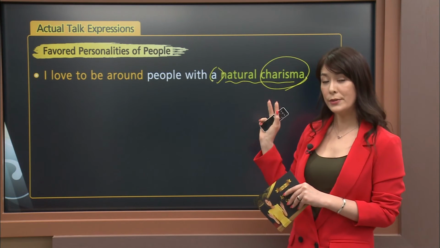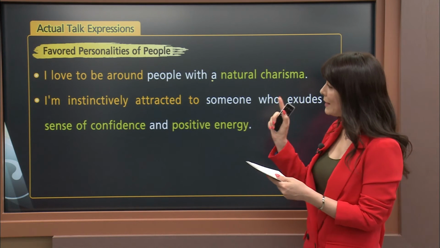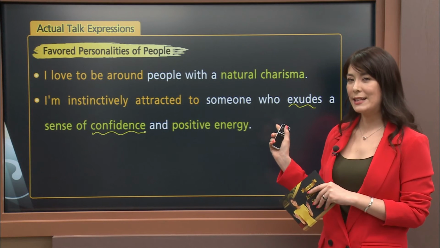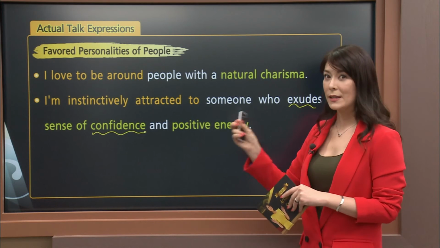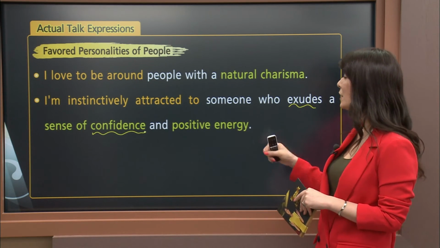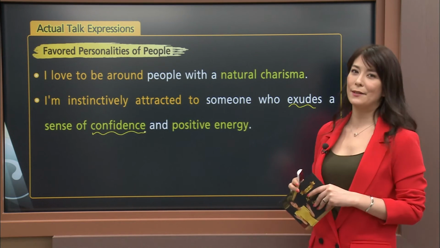You can either use A or take it out, okay? Keep that in mind. And then you can say, I'm instinctively attracted to someone who exudes. Exudes means to give off a sense of confidence and positive energy. This is, once again, a simpler way to say this: I'm instinctively, all of a sudden or right away, okay, attracted to someone who gives off a sense of confidence and positive energy.